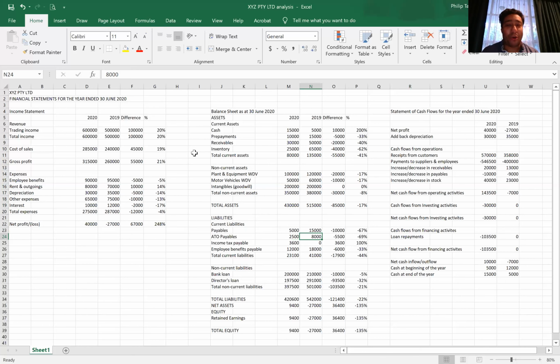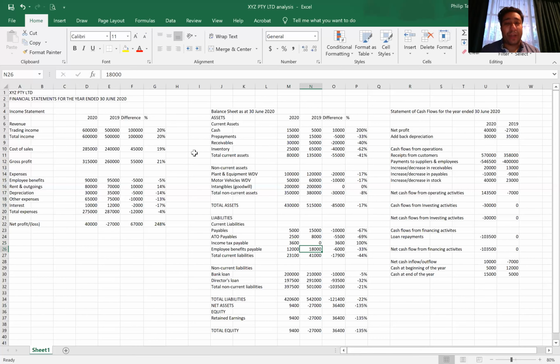ATO payables, likewise. In 2019, it was $8,000. In 2020, $2,500. Again, it's reduced by $5,500, or by 69%. Again, it's a good thing. The business is paying off its ATO obligations as and when required. Income tax payable, there was none in 2019 due to the loss. In 2020, I've just made up a random figure, $3,600. So obviously it has increased by 100%.